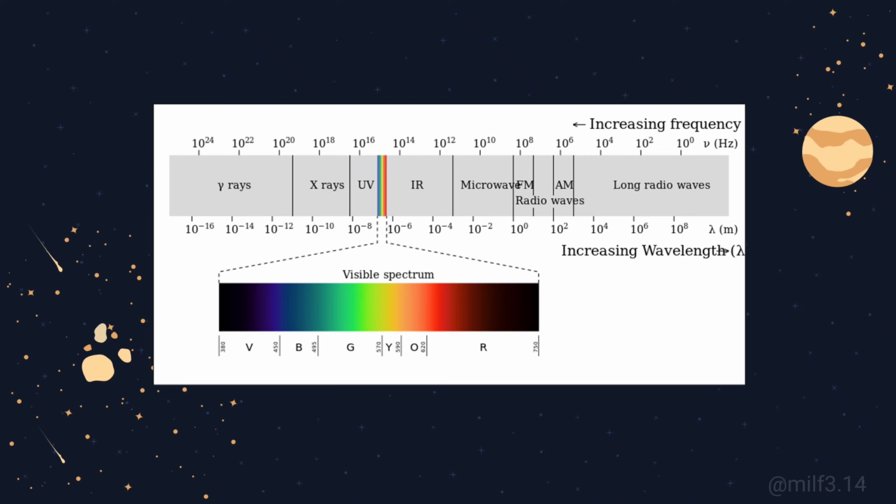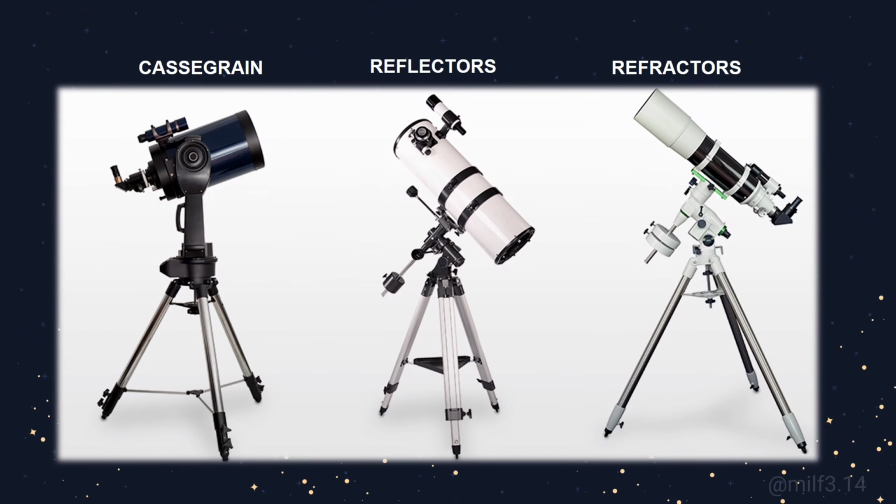So what is an optical telescope? This colorful range represents the wavelength which is visible to the human eye, hence called the visible spectrum, and the telescope which works in this range is called an optical telescope. There are three major types of optical telescopes, that is Cassegrain telescope, refractor telescope and reflector telescope. Now we will see each one in detail.